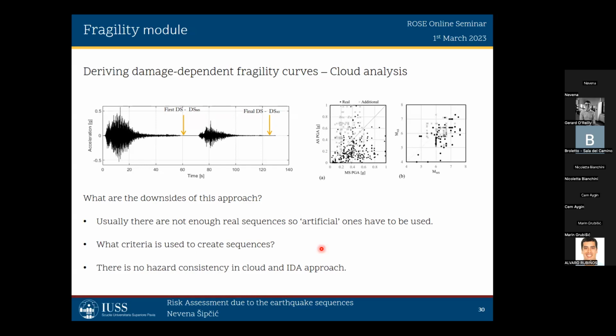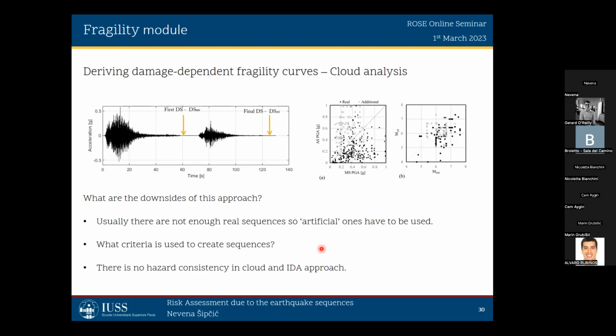And how can we create these sequences? There are different ways in the literature, from using the main shock event as a main shock and aftershock, or using the main shock ground motion as the aftershock ground motion by scaling it, or producing the aftershock ground motions artificially, and so on.